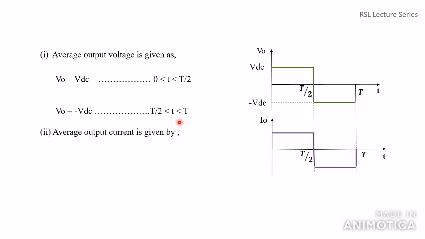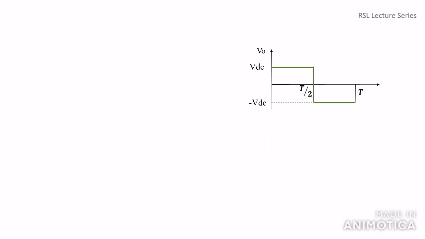Now the output current is given by I0 equal to V0 by R during the interval 0 to T by 2, and similarly I0 is equal to minus V0 by R during the interval T by 2 to T. Now we will derive the RMS value. If you see here, this is a symmetrical waveform. Both the positive and negative half cycles are symmetrical, so we have to consider only one half of the cycle.